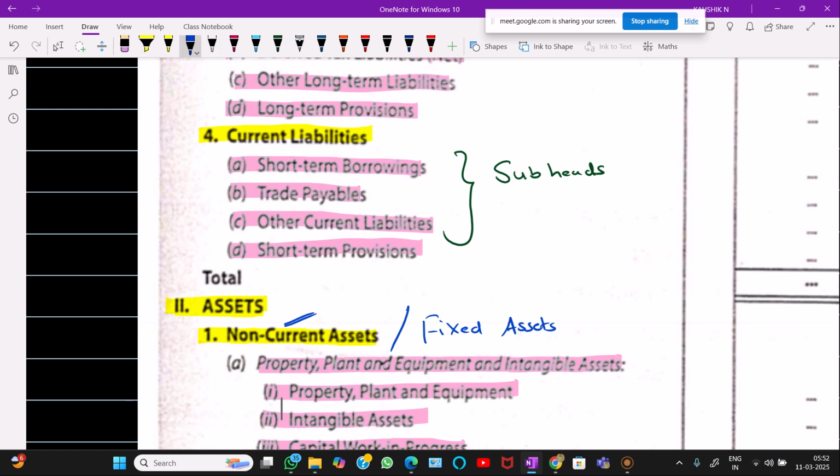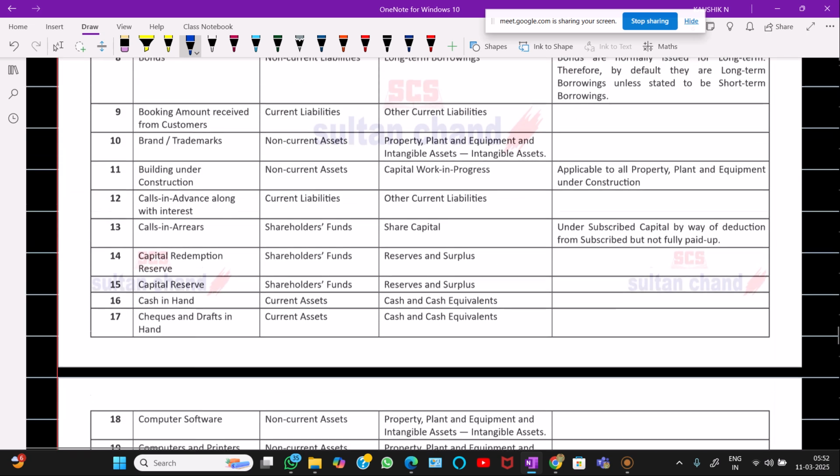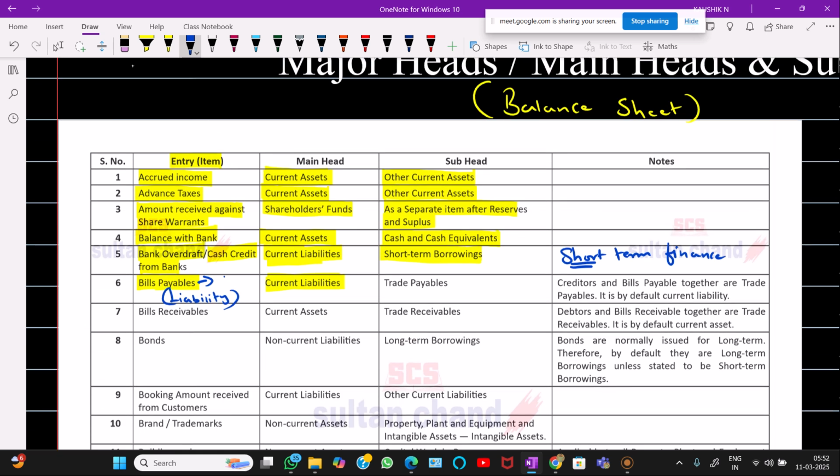Now tell me, it is payables. So that means it is linked with the trade activity. So trade payable is a right word to lock it. So that's the reason the subheading is given as trade payables. Any doubt as of the items? No, sir.